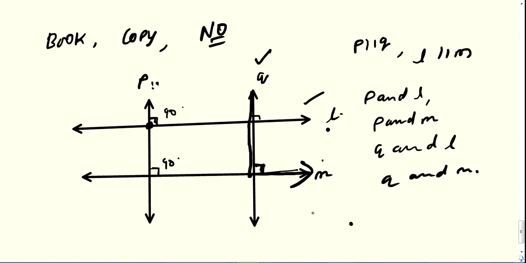Then question number 8. Place a scale ruler on the sheet of paper and hold it firmly with one hand. Now draw the two line segments AB and CD along the longer edges of the scale. State whether AB is parallel or perpendicular to CD.